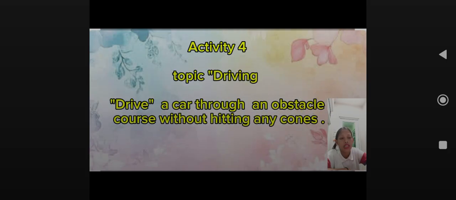So, next is driving. Activity number 4, driving. So, drive a car through an obstacle course without hitting any cones. So, the activity verb is drive. So, operating a vehicle requires complex coordination of hands, steering, feet, pedals, and sensory perception, vision. So, demonstrating a learned, skillful physical response to environmental stimuli.